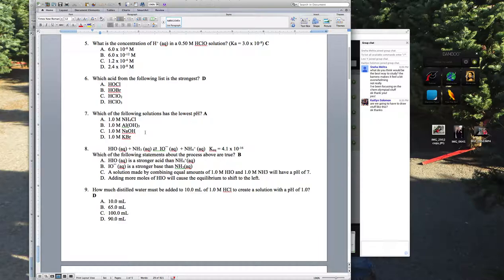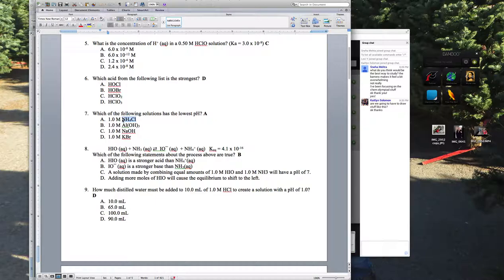Which of the following solutions has the lowest pH? So you're looking for either a straight up strong acid, or you're looking for a conjugate acid. If we look at these, the answer happens to be A, because NH4 is a conjugate acid to a weak base. AlOH3 is a weak base because it's not one of those six strong ones. NaOH is a strong base. And KBr is just that salt. It doesn't have a conjugate in it, so it's pretty much a neutral pH. So A is our only choice on that one.